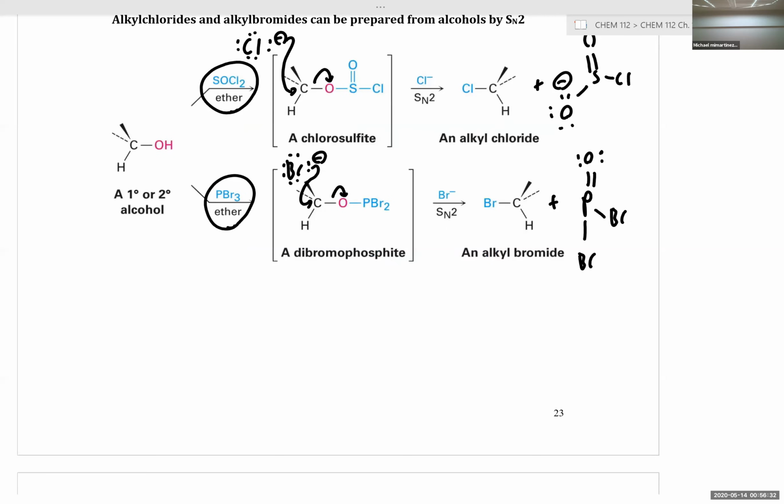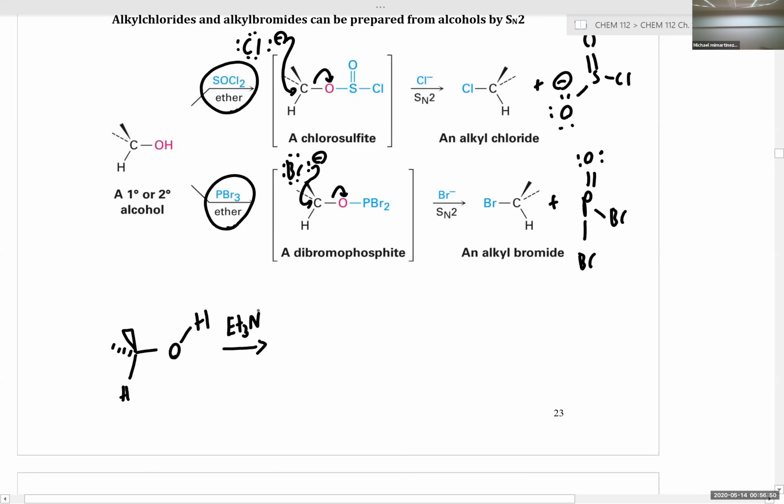Another method that you'll see for activation is generation of a tosylate or a mesylate. So suppose you have an alcohol. You can treat it with a generic base such as triethylamine. Probably in terms of generic bases, let's just use sodium hydride to make the mechanism easy. And then you treat it with toluenesulfonyl chloride, otherwise known as tosyl chloride.